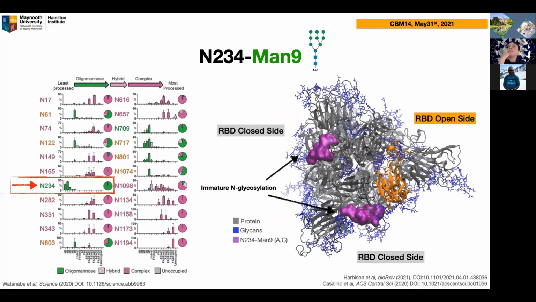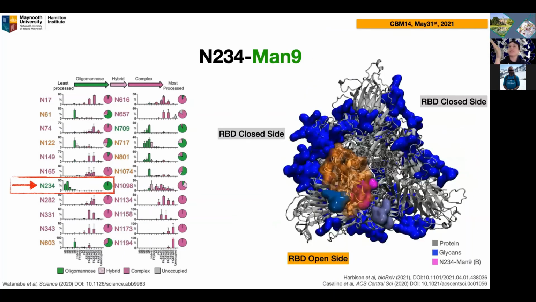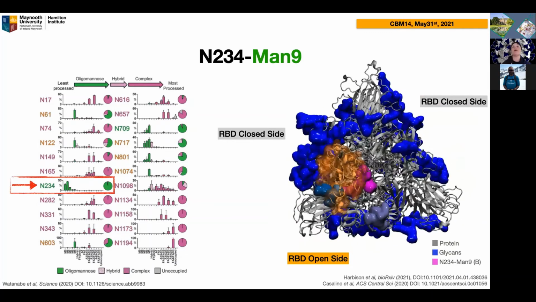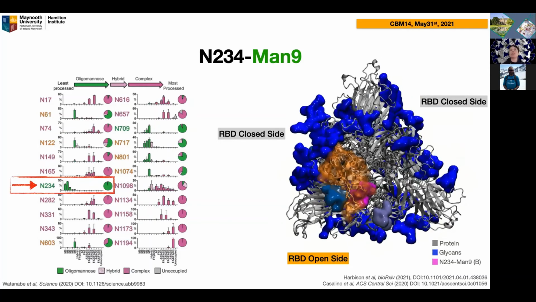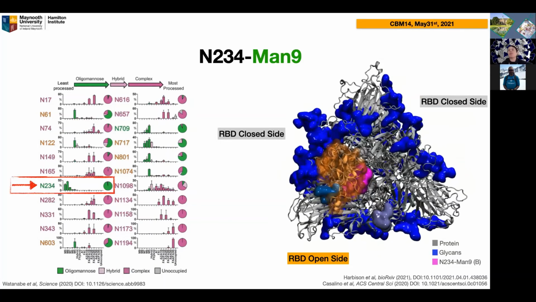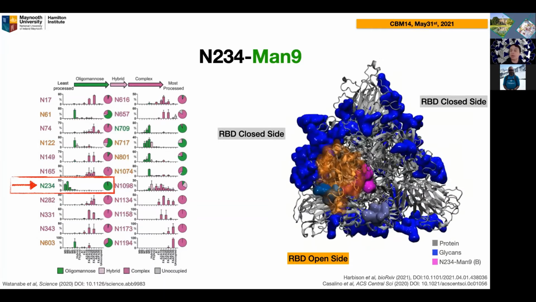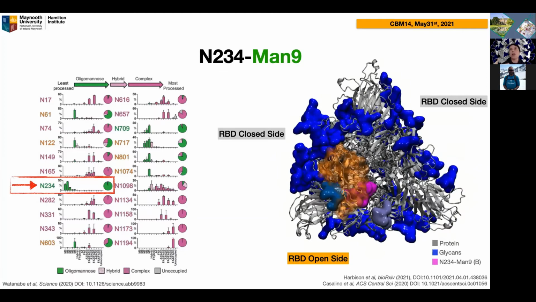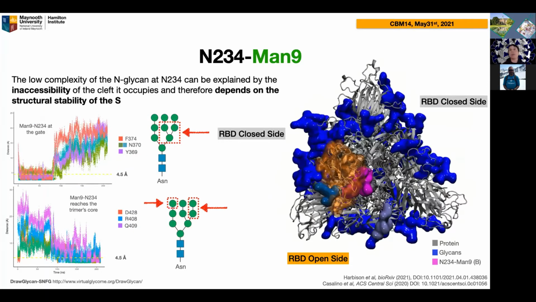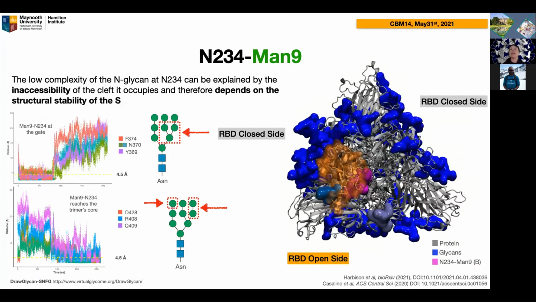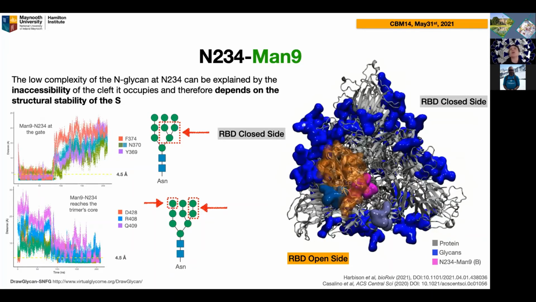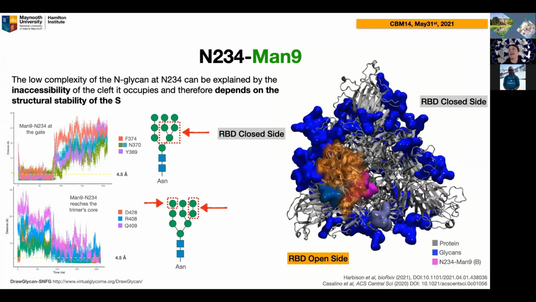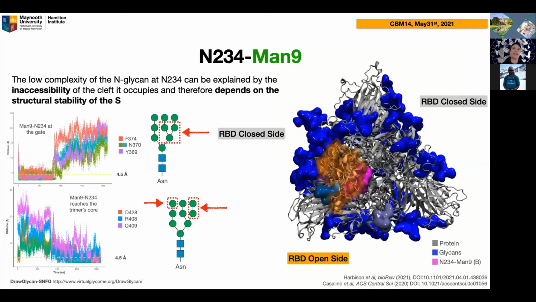So this is a simulation of the open side of the RBD. The open RBD is in orange, and you can see the purple MAN9 that actually crawls in, literally, that's a word that we like to use, because it's actually a crawling of this glycan through the wall of the cleft left open by the lifting up of the RBD, and it fills its entirety. So as you can imagine, there is no chance of any enzyme getting to it when it's inside.